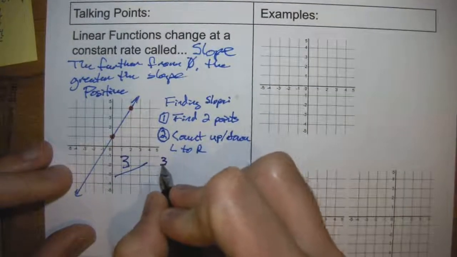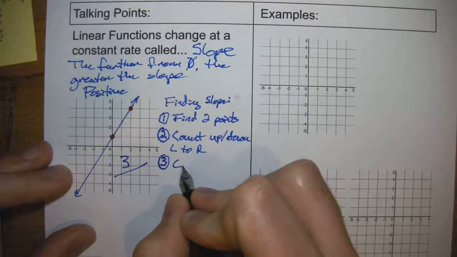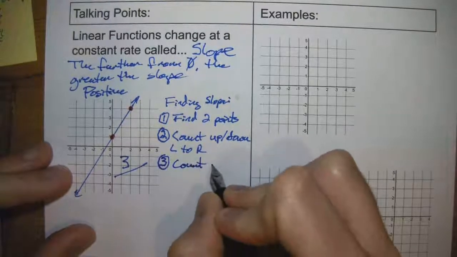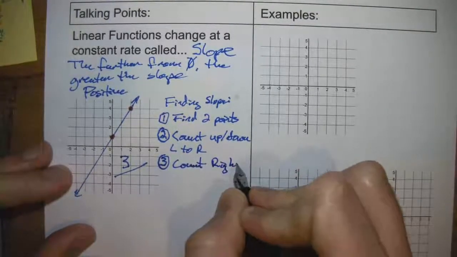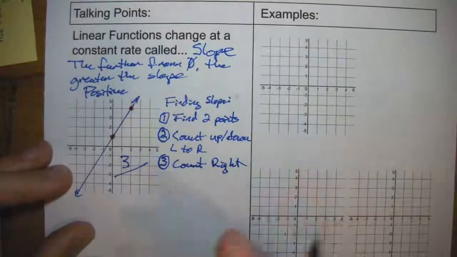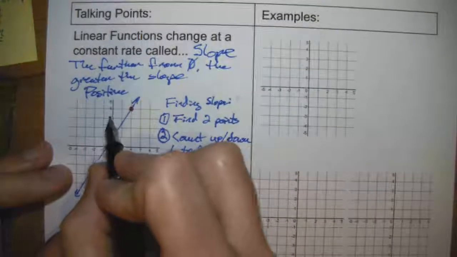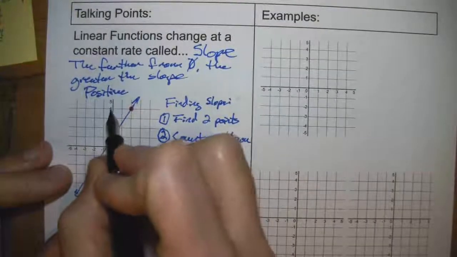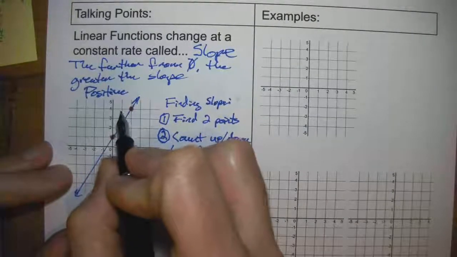All right. Our third step is then count to the right. All right. So we're always working from this left to right pattern. So I counted up 1, 2, 3. Cool. Wrote that down. And now I'm going to count to the right. 1, 2.